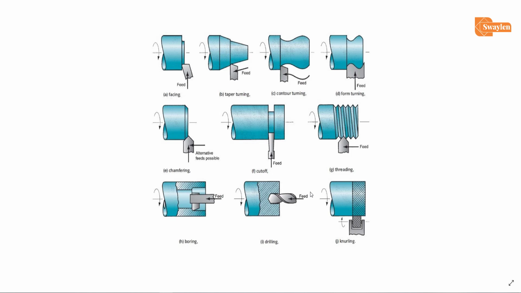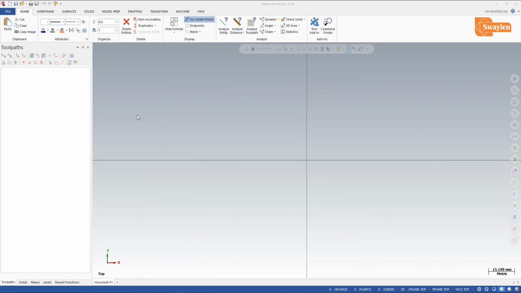Next, see, this is the facing, taper turning, counter turning, form turning, chamfering, cut-off operation, threading operation, boring operation, drilling and knurling. So these are the operations performed on your lathe machine. Now our next step is the simple operation of facing.